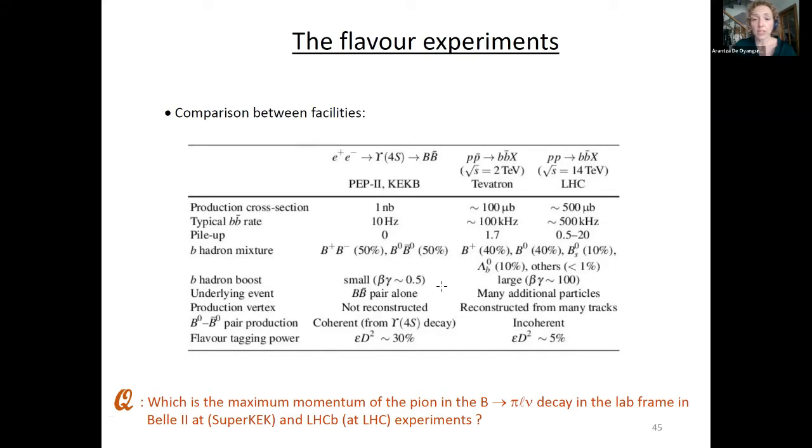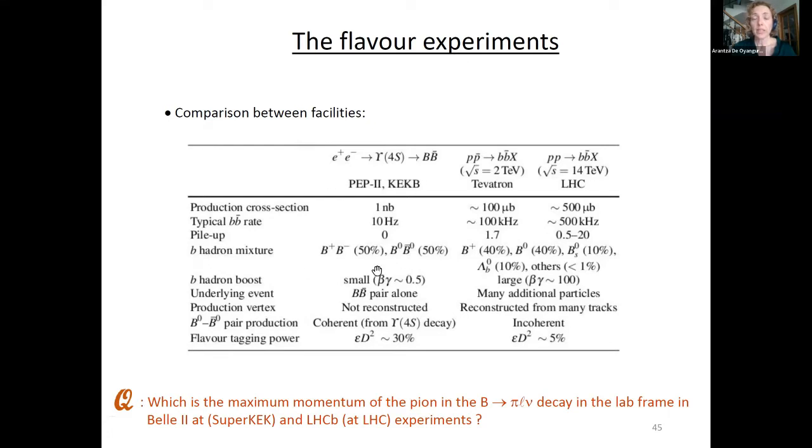So in the case of the B factories, you have a boost of about 0.5, and in the case of the LHC, you have a much larger boost. That means that the B hadrons produced are flying more, so the flight distance, the separation, is larger in the proton-proton collisions.